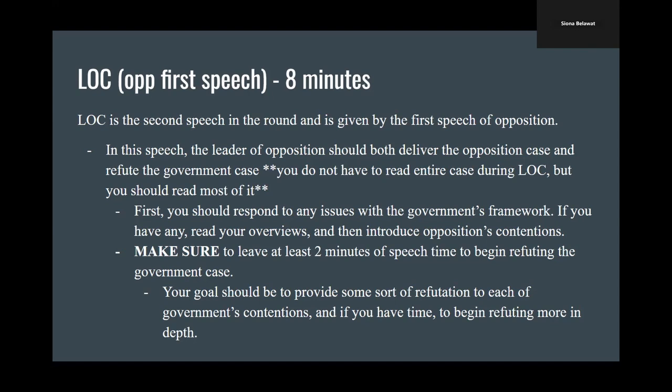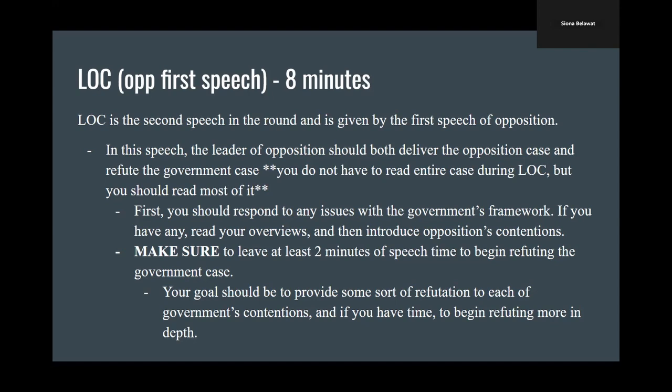So it's not good. Even if you think that a lot of your constructive is super important and you cannot get through everything in their case, begin doing it. Make sure to leave at least 2 minutes of speech time to begin refuting the government case. So here's how you should structure your LOC. First, you go on and refute the framework, definitions, and plan if you think they're abusive.